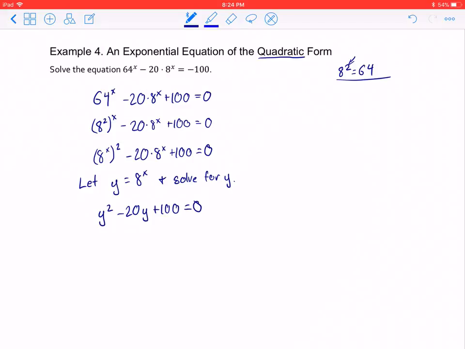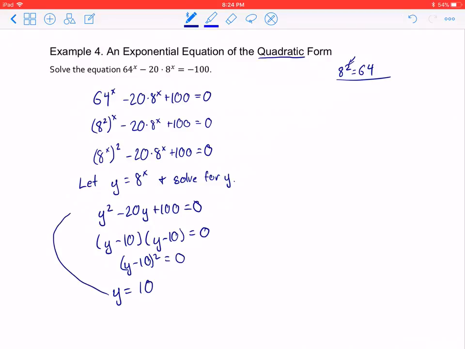So, what are the factors of 100 that add to negative 20? Well, that's just negative 10 twice. So y minus 10 squared equals 0, or you could have just thought about it however you wanted. y is equal to positive 10. So, is that our solution? Not quite. That'll help us to work with this expression. What I now need to do is solve for my original variable, solve for x.